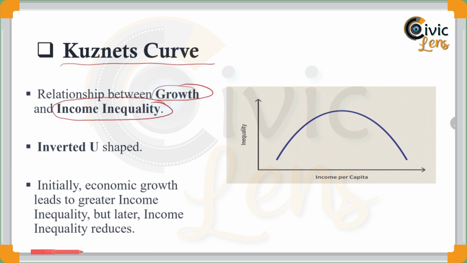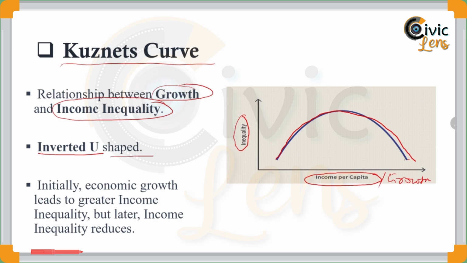And if you see, a typical Kuznets curve looks like this. This is the Kuznets curve, right? So as you can see, it is basically inverted U-shaped, and in this graph you can see that on x-axis income per capita is written, which is basically an indicator of growth, and on y-axis income inequality is represented, right?